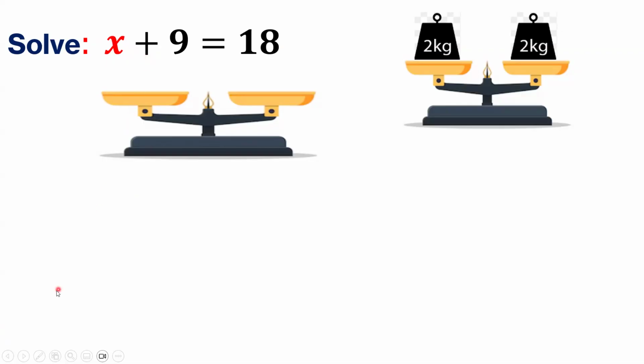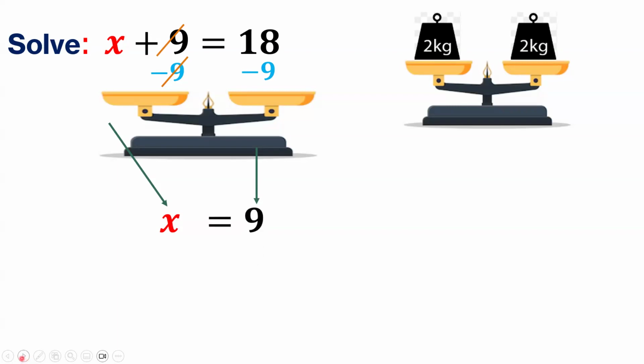To get rid of any number beside the x, you have to perform the opposite operation. What is the opposite of addition? Subtraction. So to get rid of the added 9, I will subtract 9, but make sure to subtract 9 from the two sides of the equation to remain balanced, okay? So if I remove 9 from the left-hand side, positive 9 minus 9 will be 0. That will give you only x on the left-hand side, isolated, without any number beside it, equals to 18 minus 9, which is equal to 9.